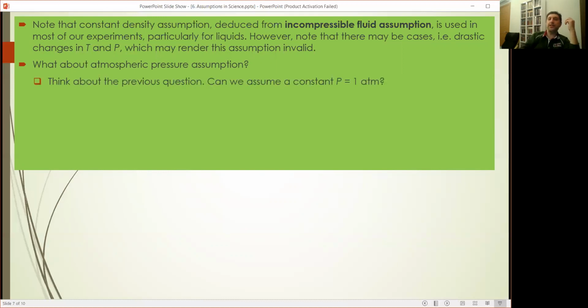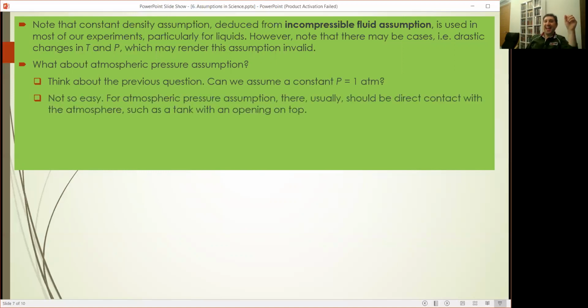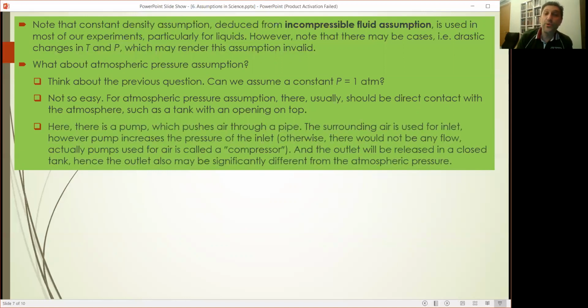Note that the atmospheric pressure assumption actually requires equipment in which air or liquid or fluid is directly in contact with the atmosphere. So there usually should be a tank with an opening on top. On the other hand, here we have a pump. Actually, I don't know how much you can remember from the fluid mechanics course. You are going to cover these topics in much more detail in the design course.